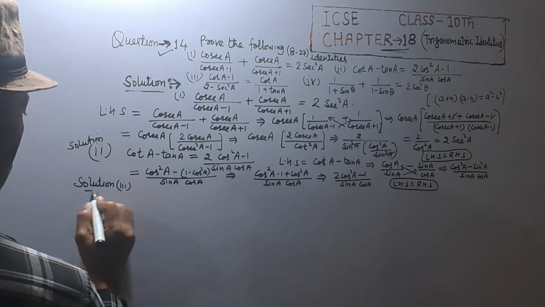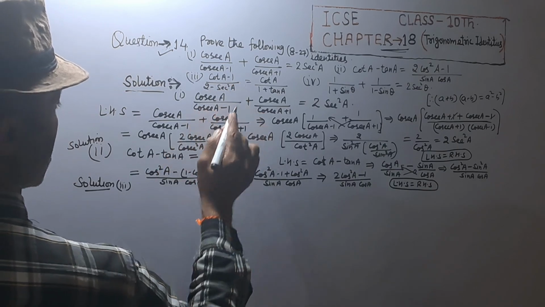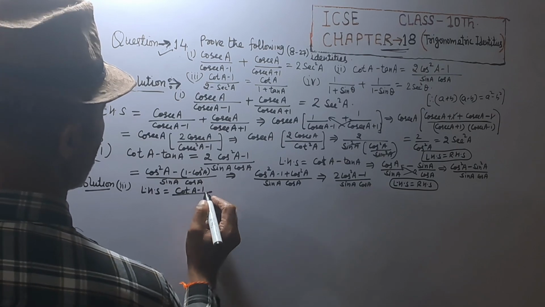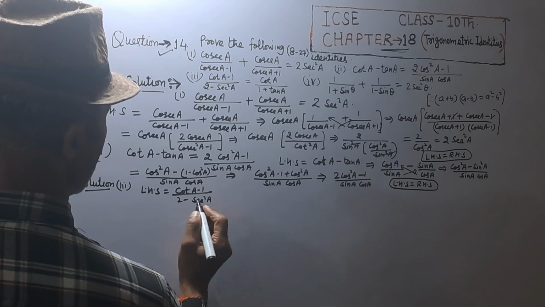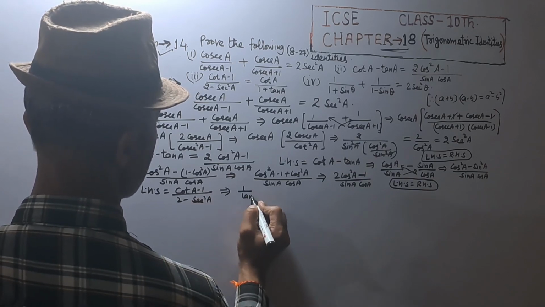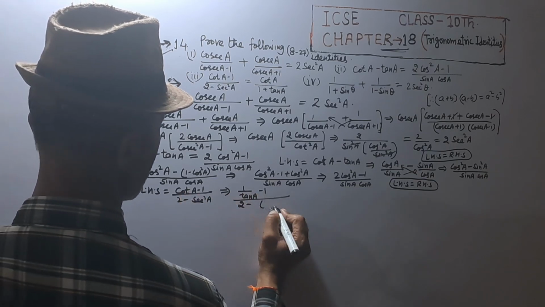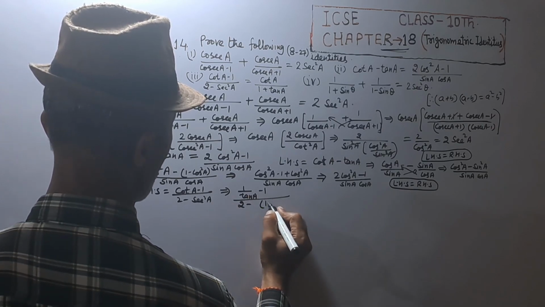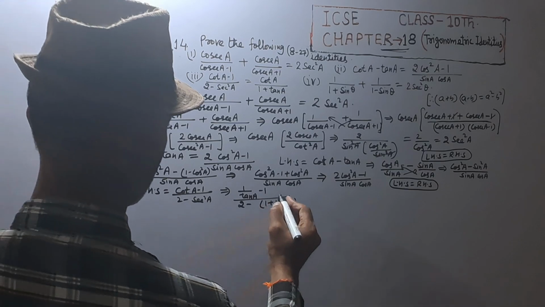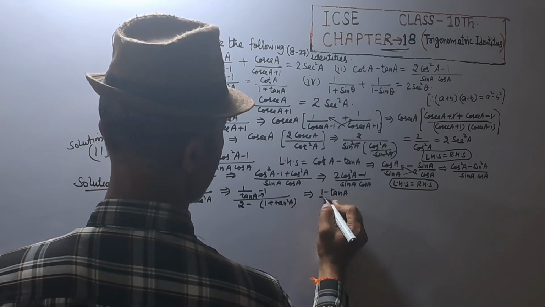Solution, third part. Third part: cot A minus 1 upon 2 minus secant square A. Taking left hand side, that is equal to cot A minus 1 upon 2 minus secant square A, which implies cot A we can write as 1 upon tan A, minus 1 divided by 2 minus secant square A. 1 plus tan square A is equal to secant square A. Tan A multiplied by 1, and we get 1 minus tan A divided by tan A.